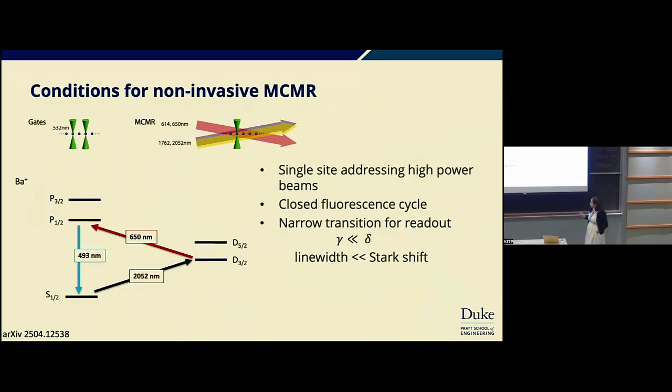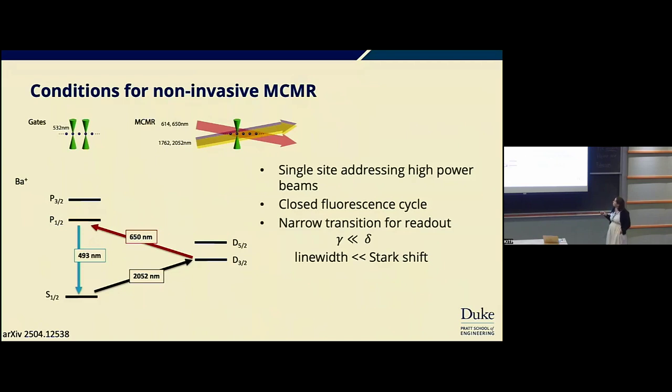So this leads to some conditions for doing this. First, we need these single site addressing high power beams that will provide the Stark shift. And we actually have those in our systems already, right? Our gate beams are already these high power individually focused beams. So in the case of barium, these are 532 beams. And then we can add some global beams that address the entire chain. These are somewhat easy to do.